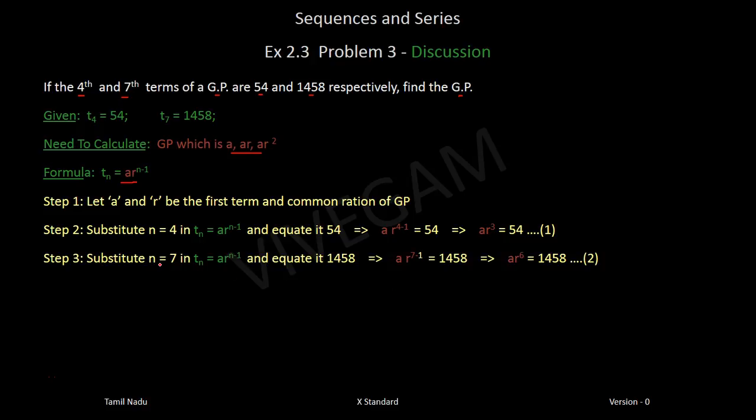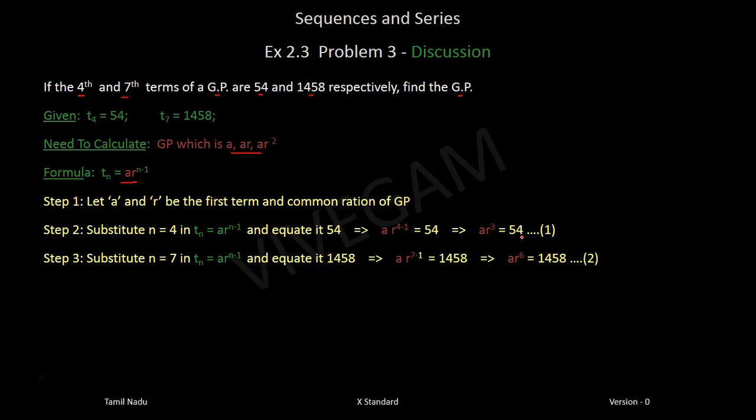Do the same for the seventh term, n equal to 7. So AR to the power of 7 minus 1 equal to 1458, or AR to the power of 7 minus 1 is 6. So AR to the power of 6 is 1458. Now if you look at this, equation 2 divided by equation 1, A and A will cancel off and you'll get R to the power of 6 divided by R cubed is 1458 divided by 54. Okay, so from which R can be calculated. Once R is known, you substitute R in one of these equations, say equation 1, and calculate the value of A.